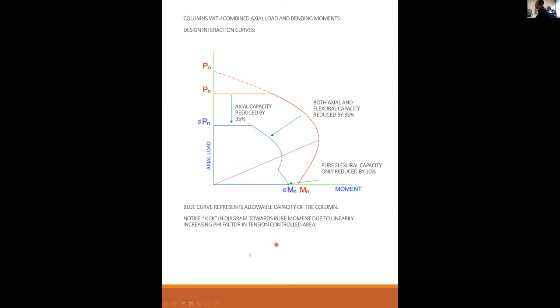Notice the kick in the diagram towards pure moment due to a linearly increasing phi factor in the tension controlled area. So phi is equal to 0.65 until you get right to there. And then once you start yielding and you get a little bit past your yielding, the phi factor starts growing from 0.65 to 0.9 by that equation that we had. And that's what creates this little kick down there.